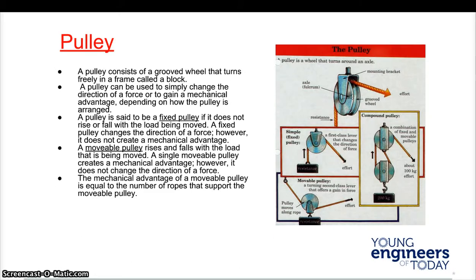Pulleys consist of three types. A fixed pulley does not rise or fall with a load being moved. A fixed pulley changes the direction of a force, however, it does not create a mechanical advantage. A movable pulley rises and falls with a load that is being moved. A single movable pulley creates a mechanical advantage, however, it does not change the direction of the force.